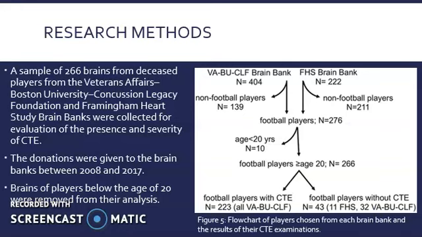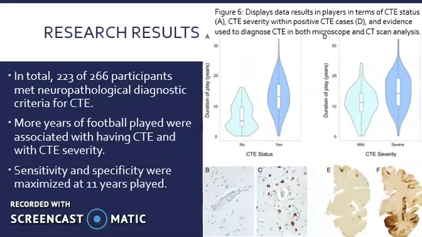Brains of the players below the age of 20 were removed from their analysis, primarily due to such a short age not displaying chronic trauma, so it wouldn't be chronic traumatic encephalopathy, but rather short-term trauma and those effects. So they wanted to ensure that this was looking at chronic traumatic encephalopathy. So, anyways, they found within this research that 223 of the 266 participants met neuropathological diagnostic criteria for CTE.